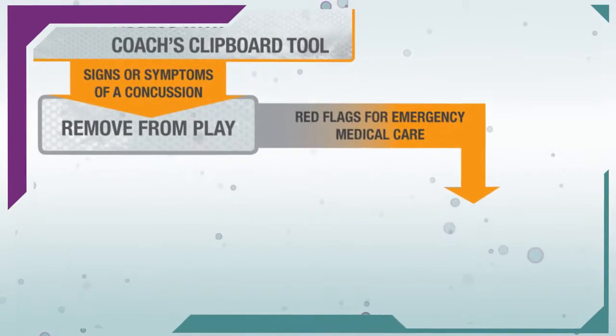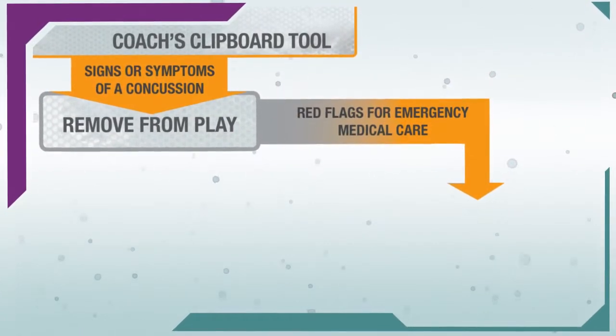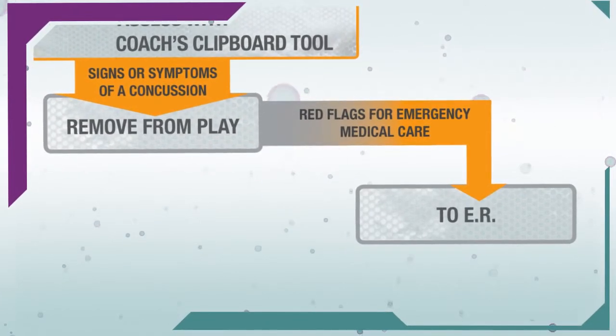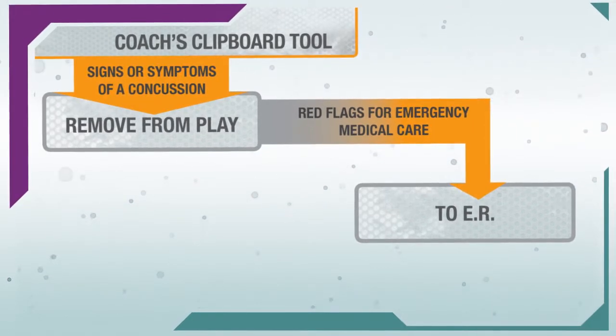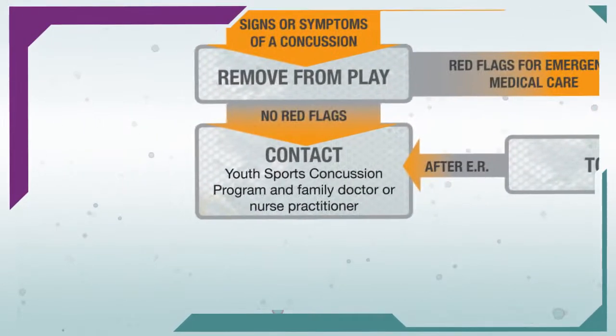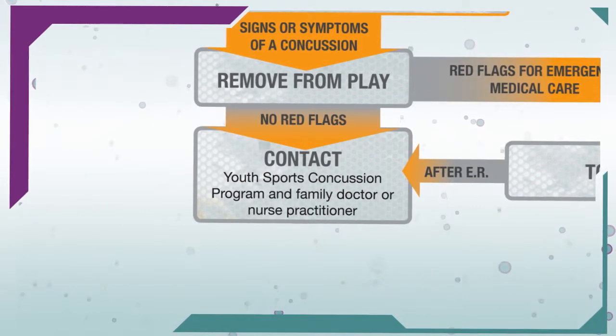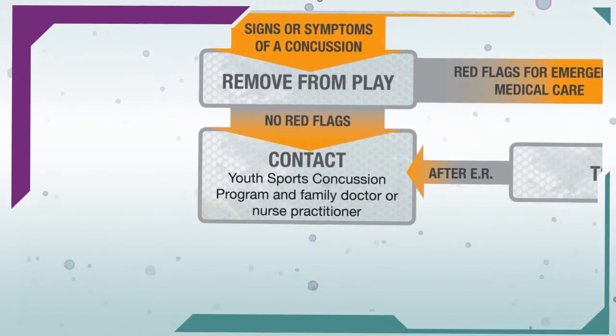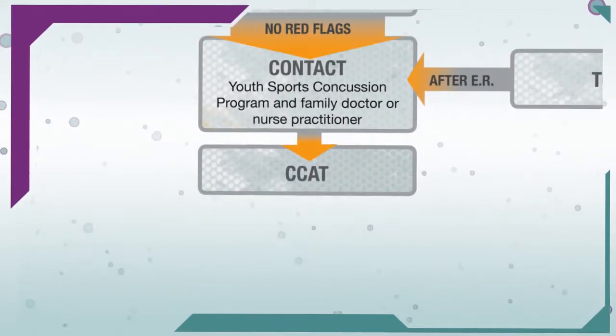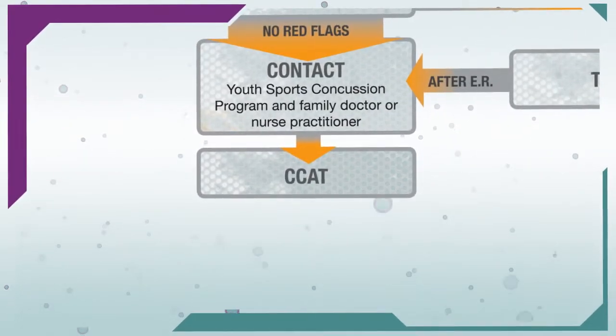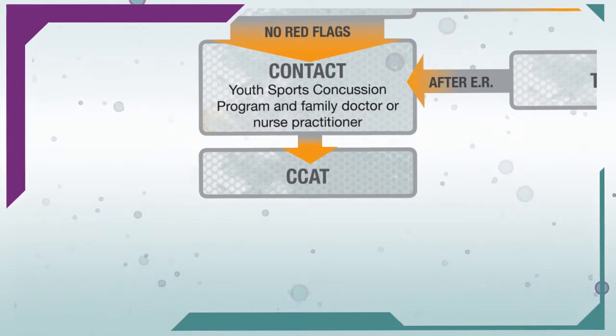If there are any red flags or concerning factors present, the athlete should be taken to the nearest emergency department. The patient should immediately contact their family physician, nurse practitioner, and the youth sports concussion program. After injury tests will be scheduled and take place at 150 King Street, Peterborough.